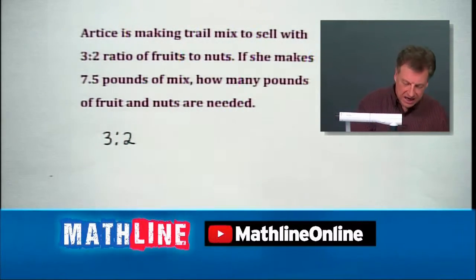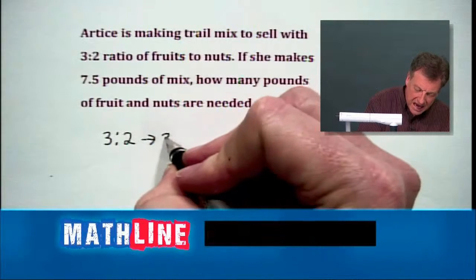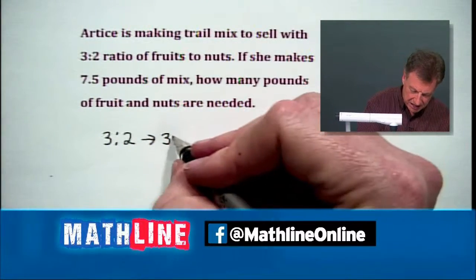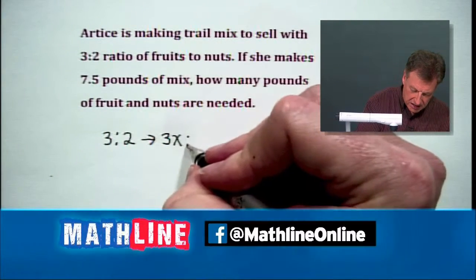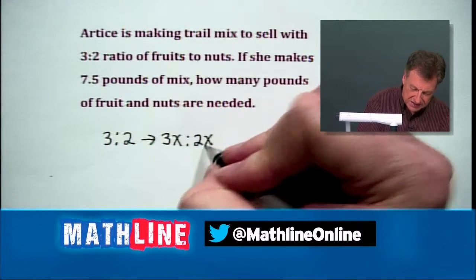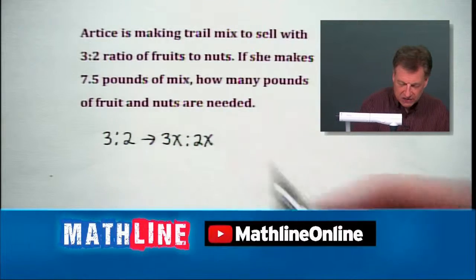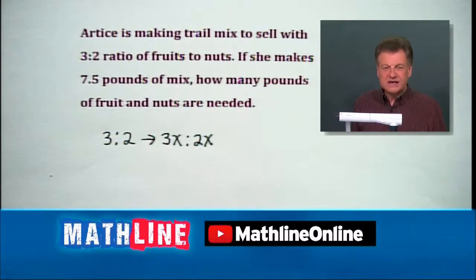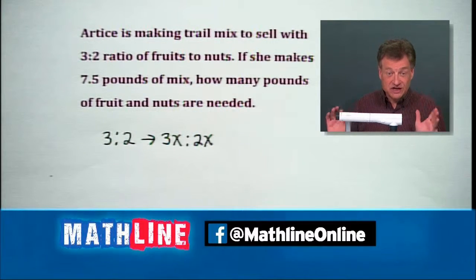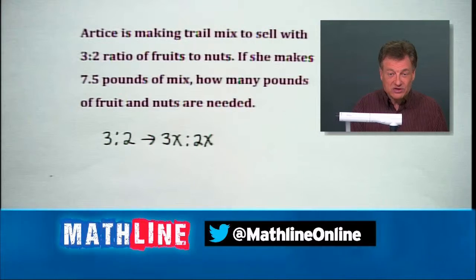We are taking 3 times something and 2 times that same something. That's what we're talking about here if we're going to get to the 7.5 pounds of the mix. How many pounds of each are needed, all right? So let's take a look and see where it's going.